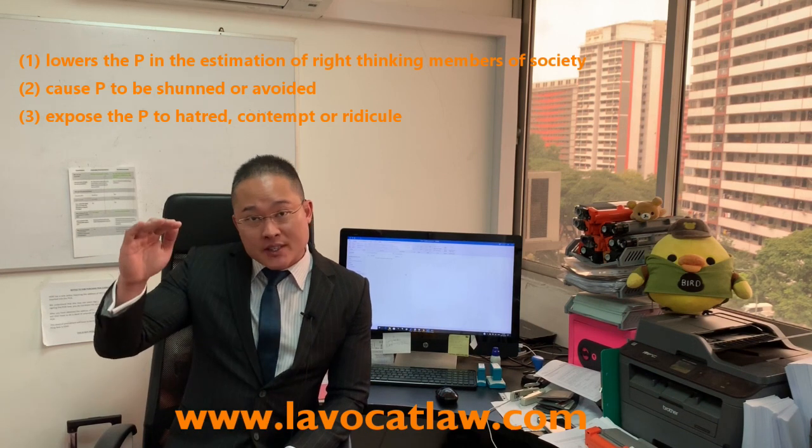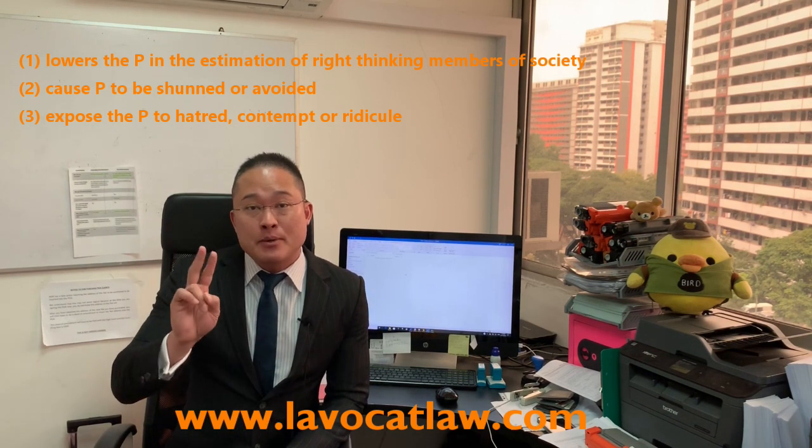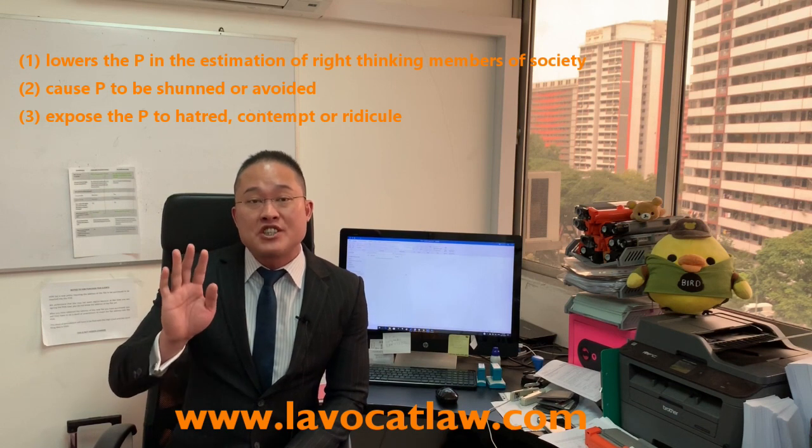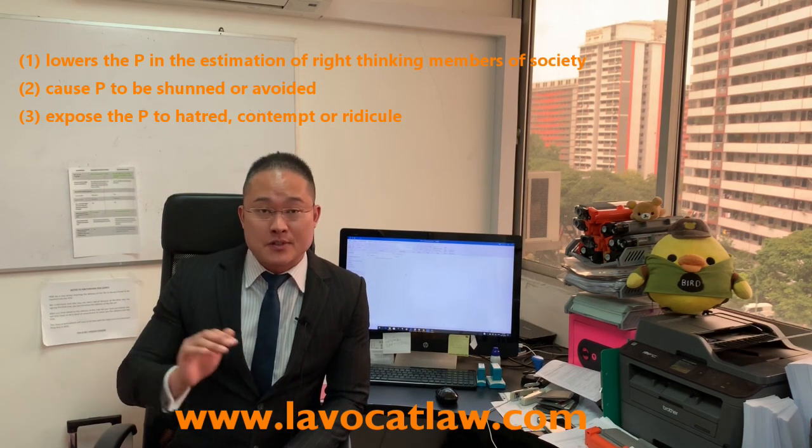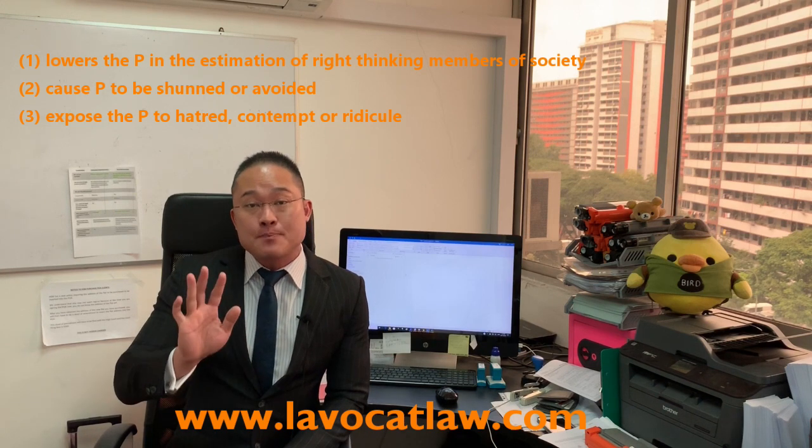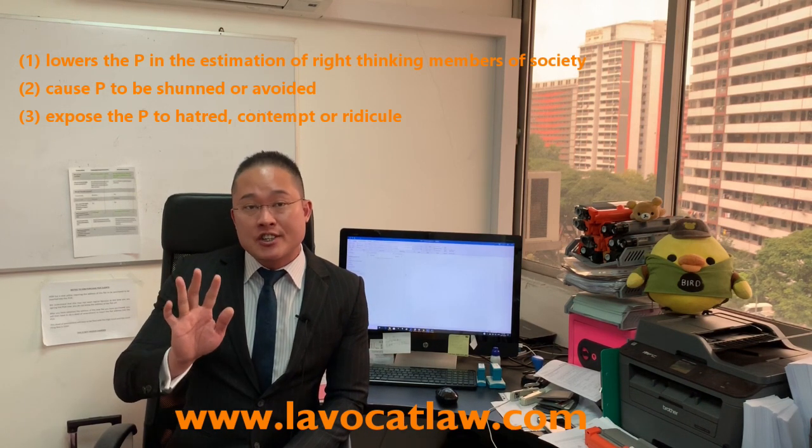The first one, whether the statement lowers the plaintiff in the estimation of right-thinking members of society, lowers the reputation of the plaintiff. Number two, causes the plaintiff to be shunned or avoided by members of society. Number three, exposes the plaintiff to hatred, contempt, or ridicule. The first test, which determines whether the defamatory statement lowers the plaintiff in the estimation of right-thinking members of society, is the test that is most commonly used by the courts in Singapore.